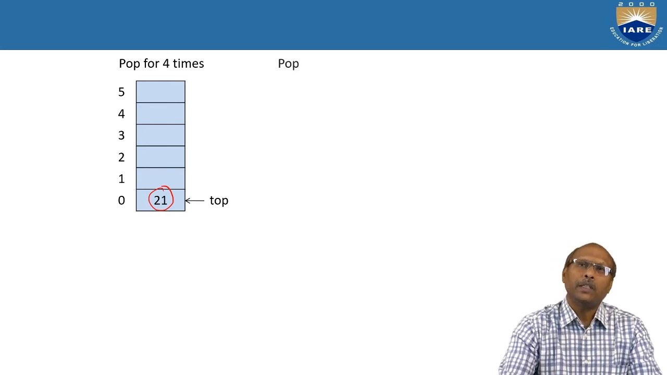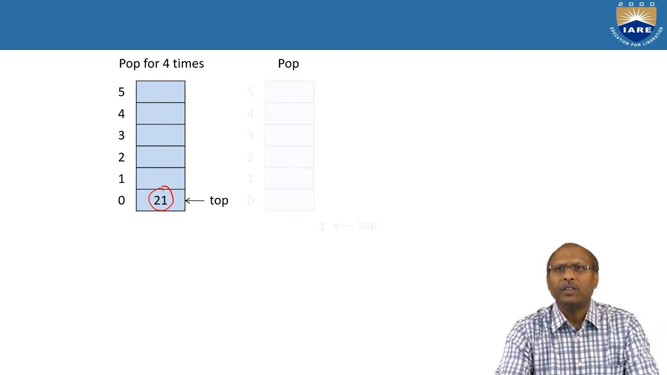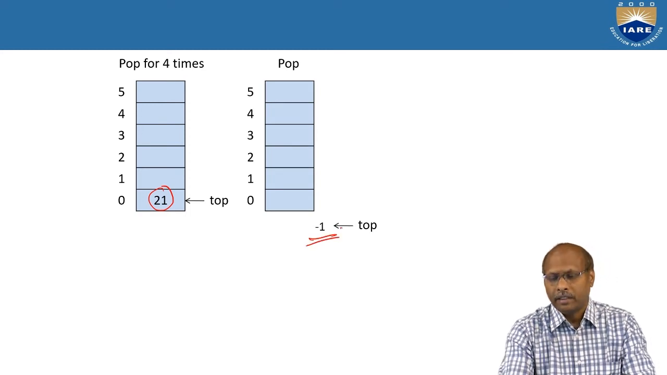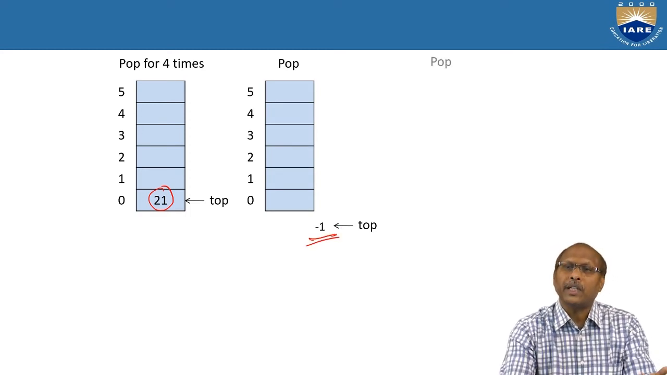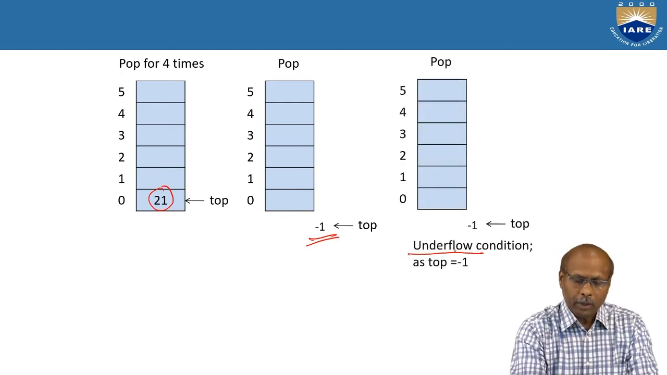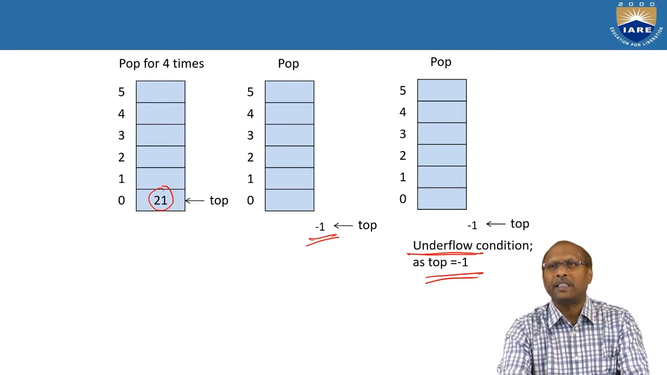Now if you pop again, 21 will be removed. The top will go down. Yes, top is -1. When top is -1, it says the stack is empty. Now if you do pop, there is no element, so you will get the underflow condition. Whenever top is -1 and you still want to pop, you will get the underflow condition.